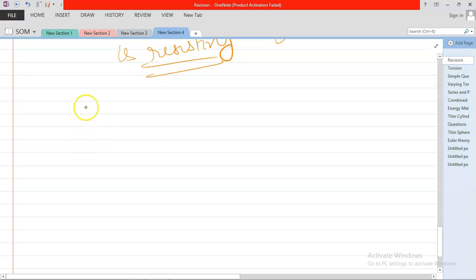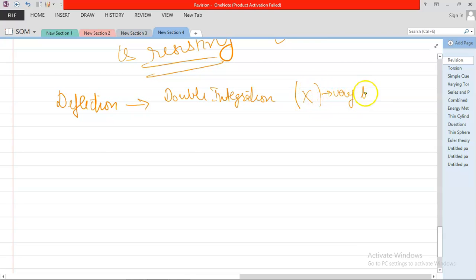In deflection of beams, what we discussed is the conventional method, that is, solving from the bending stress equation. In the exam you will not use this. This is very lengthy, very lengthy. You should not use this. You can use it where the loads are complex.